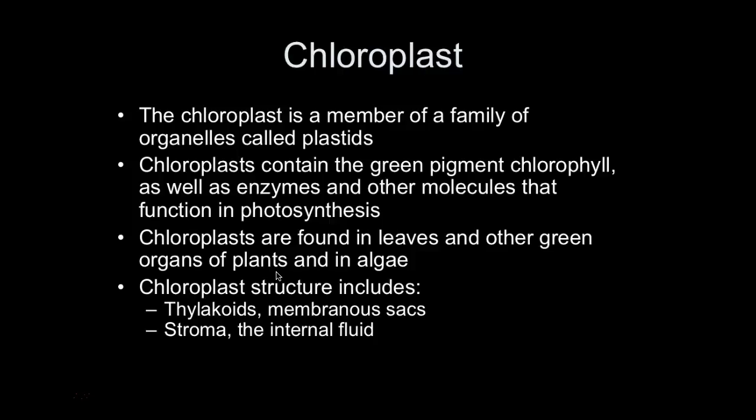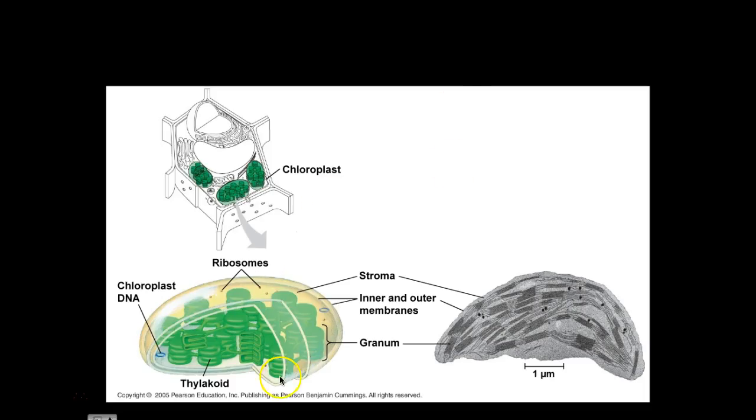Chloroplast structure includes the thylakoids, which are membranous sacs, and then on the inside you have the stroma, which is the internal fluid. The chloroplast itself is also a membrane-bound structure. You have the inner membrane and the outer membrane. But it's right in here within the thylakoids, which look like stacks of pancakes or a stack of coins, that one type of reaction of photosynthesis will take place.